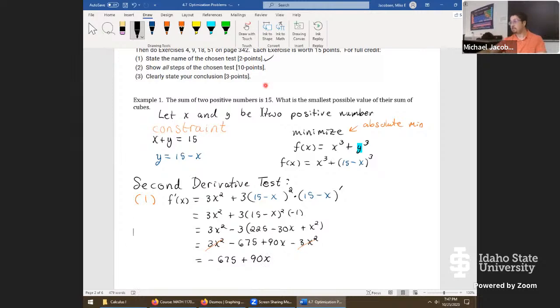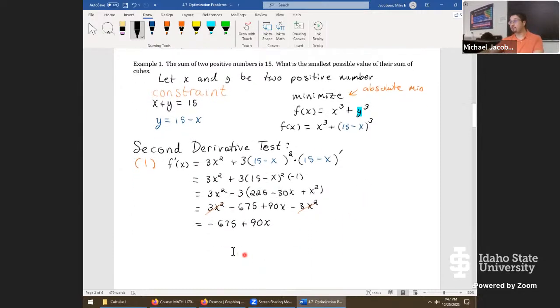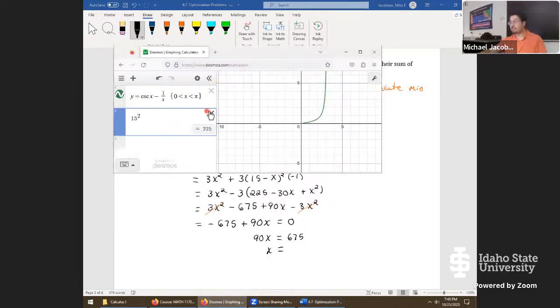So second derivative test, first step is, well, we have to walk to it by taking the first derivative first and then get our critical number out. So we're not done here. Let's set this to 0 and start solving this equation relative to that red dot. We can add 675 to both sides. Divide by 90.